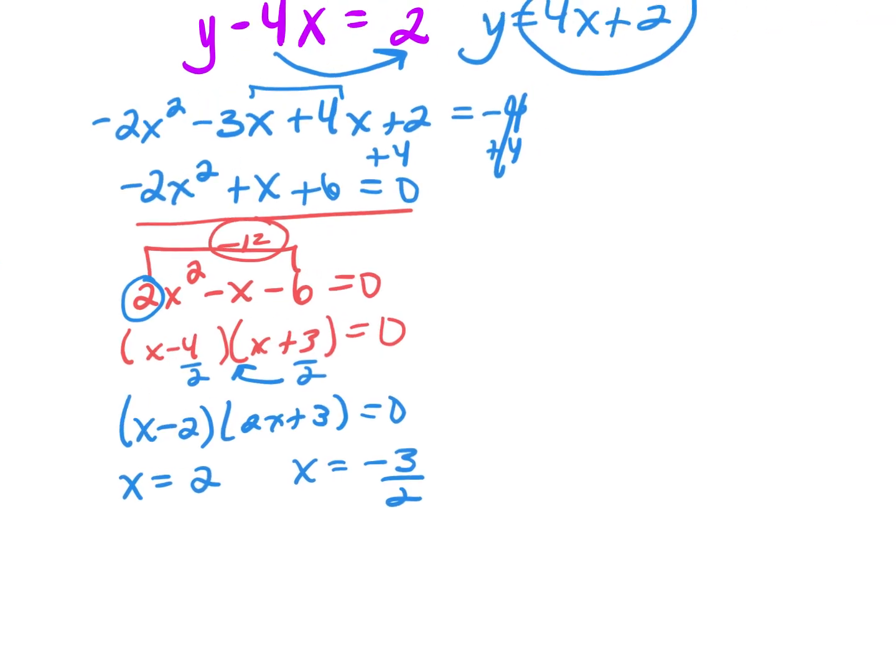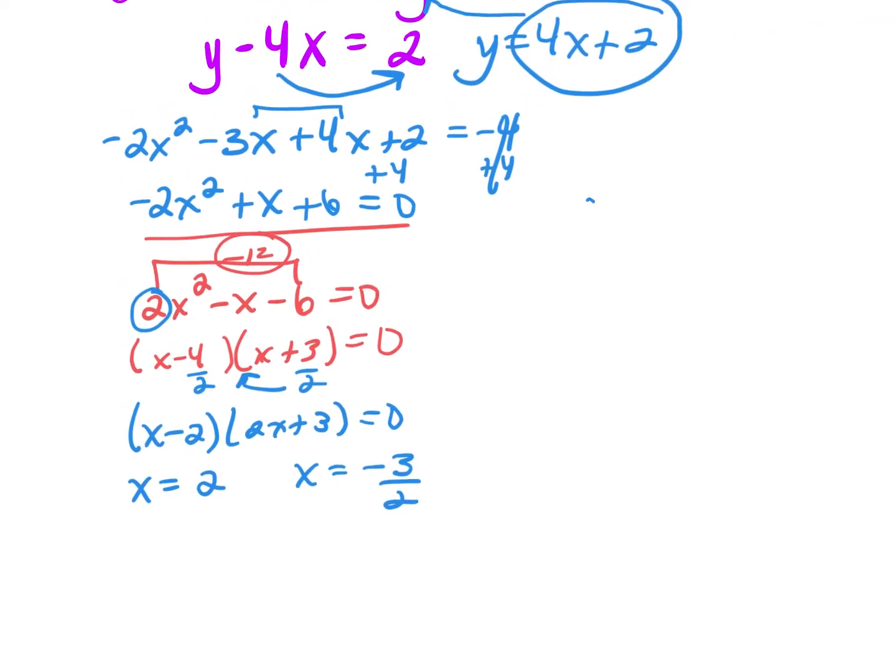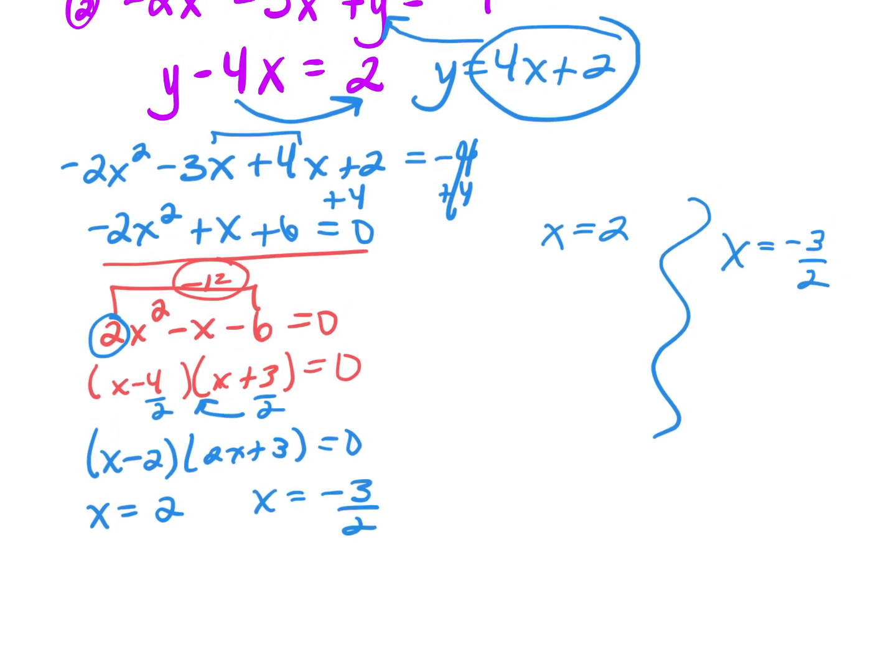Now I take those two x values and I do what? Plug it in, find out what y is. Now I have a negative 3 over 2. Some of us don't like to work with fractions, and that's fine. What can I change negative 3 over 2 to?